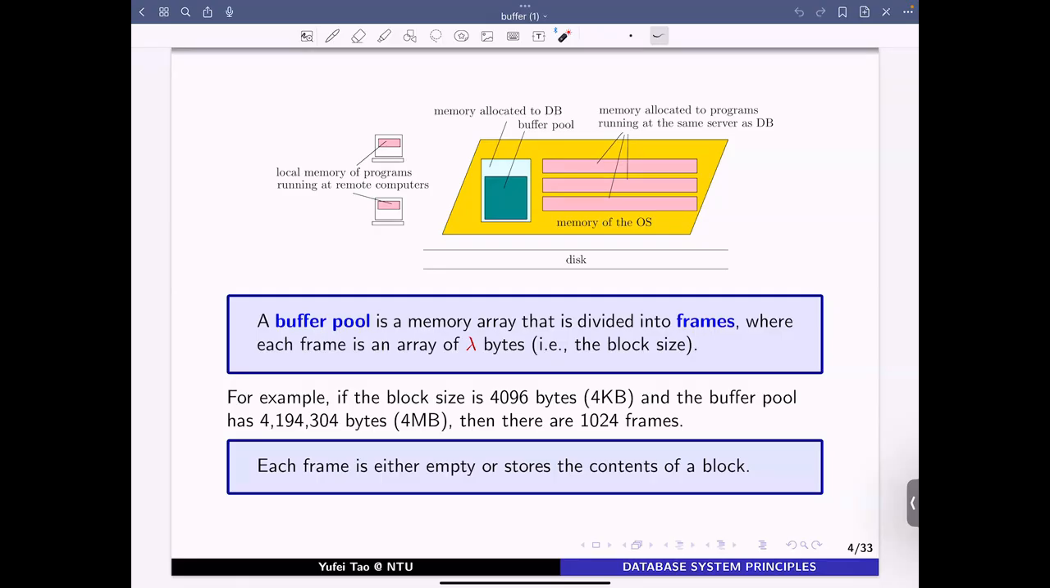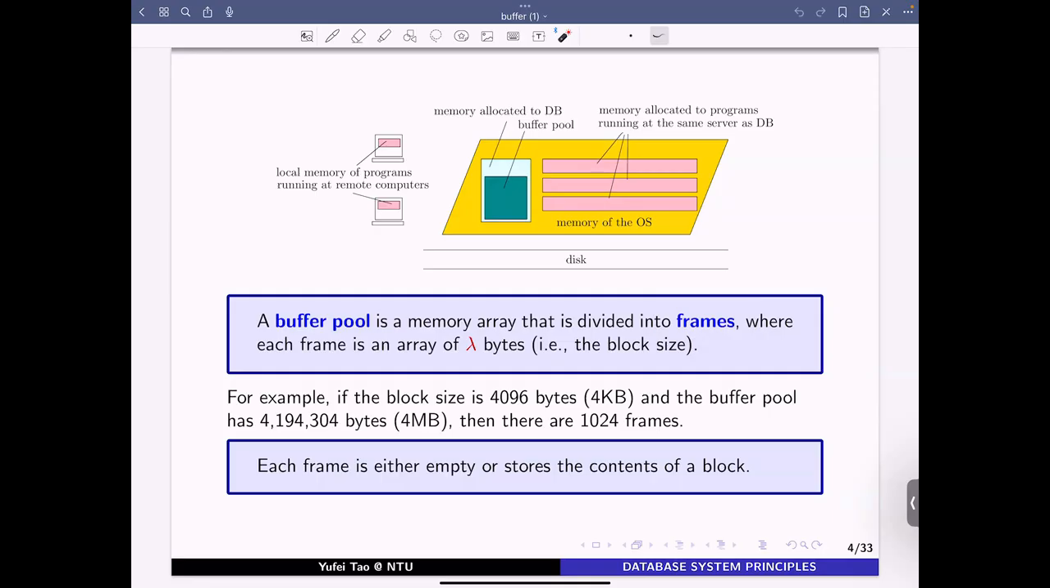Okay, so that would be quite helpful. For instance, if the block size is 4 KB, that's 4096 bytes, and if the buffer pool has the size of 4 MB, then how many frames do you have? It's 4 MB divided by 4 KB, so that's 1024 frames. All right, so that's the buffer pool. You can think about the buffer pool as a sequence of frames. Every frame just has the size of a block.